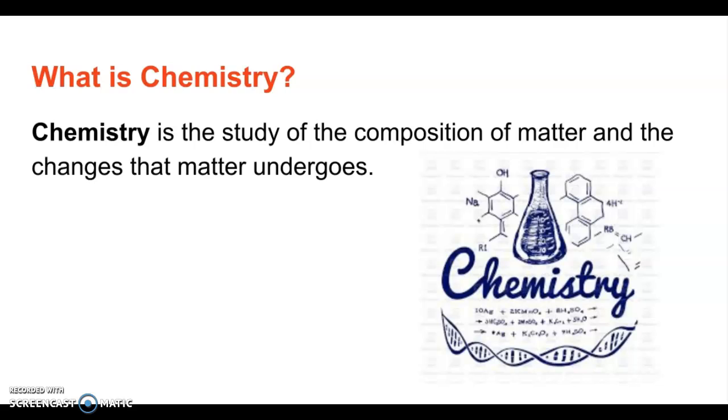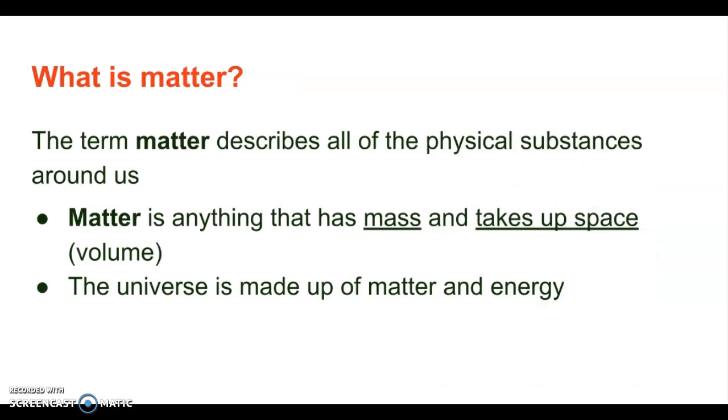Before we start talking about the atom, we have to understand what chemistry is. Chemistry as a whole is the study of the composition of matter and the changes that it undergoes. And in order to understand that, we have to understand what matter is. The term matter describes all physical substances around us. I am matter, you guys are matter, the desk that you're sitting at is matter, the chair you're sitting on, the pencil or pen that you're holding to take this note, the paper that you're taking it on, those are all matter.